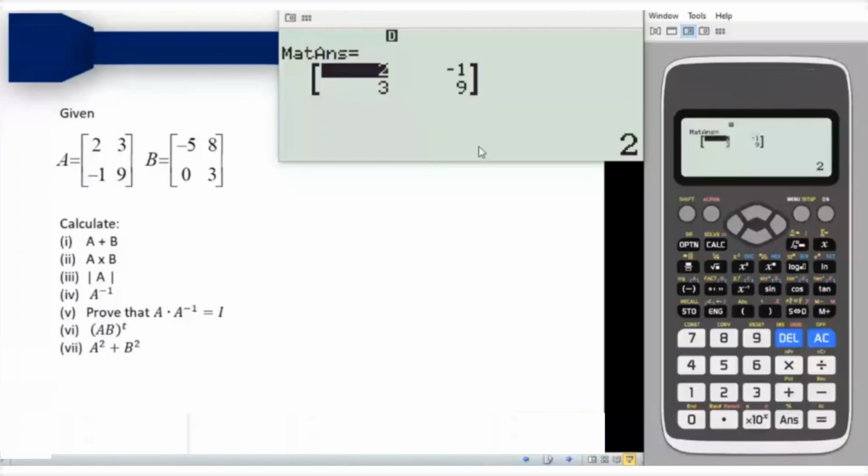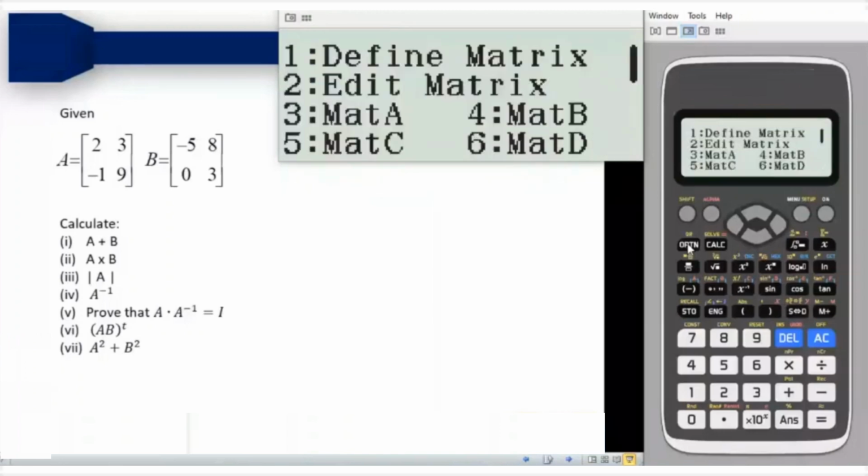So transposition basically means to perform transposition between rows and columns. The rows will become columns and the columns will become rows. So I will perform transposition on matrix B also, so that you are satisfied. I pressed option. I scrolled down.